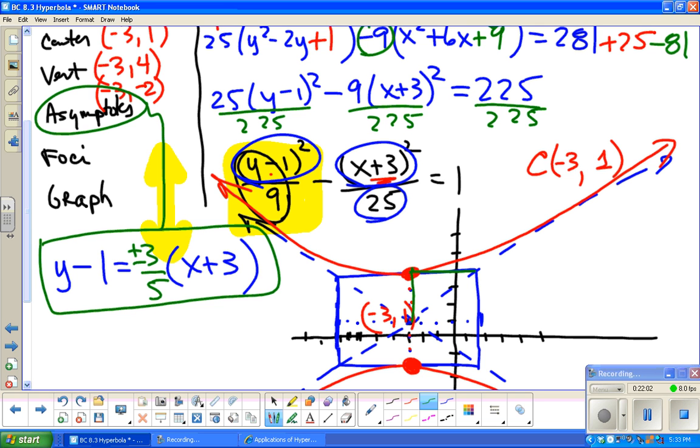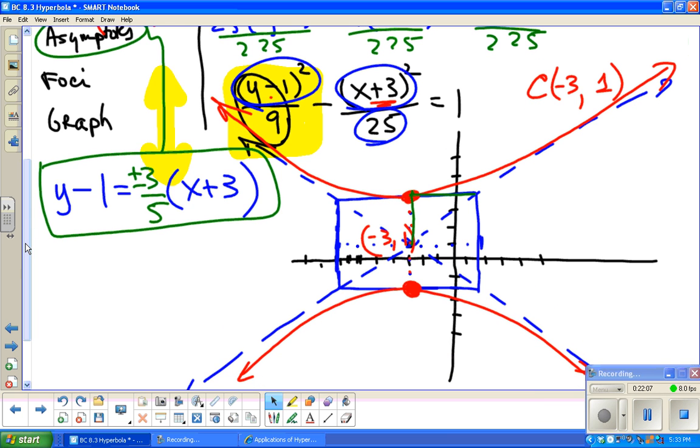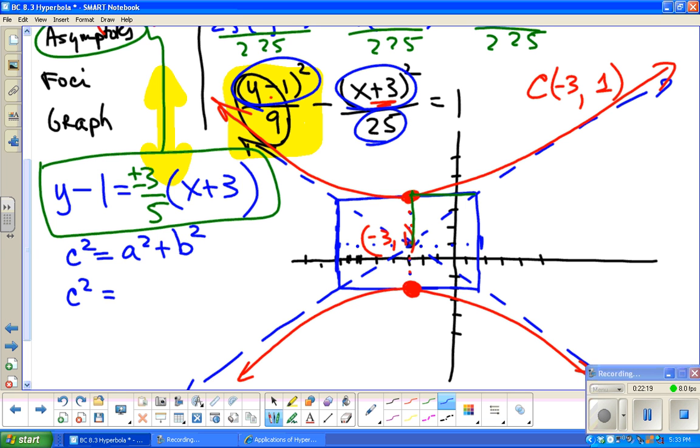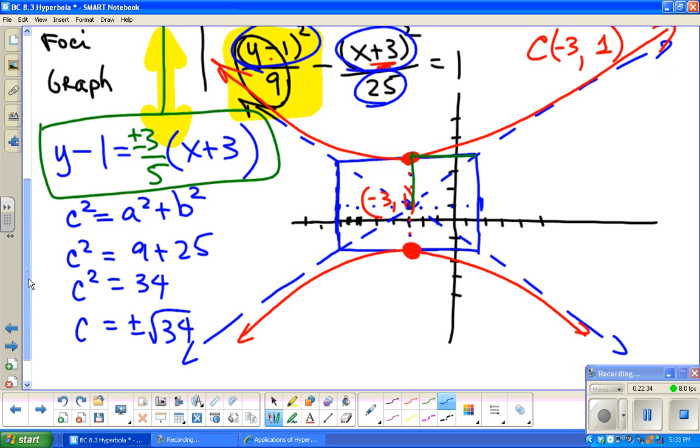Okay, we got one more thing to do and we're out of here. And that is foci, the focuses. Now as I told you, we're back to Old Faithful. c squared equals a squared plus b squared, or a squared plus b squared equals c squared, same thing. c is the distance from the center to the focus. So 9 plus 25 is 34. That's c squared, so c is going to be positive or negative square root of 34. Again, that's the distance from the center to the focus.